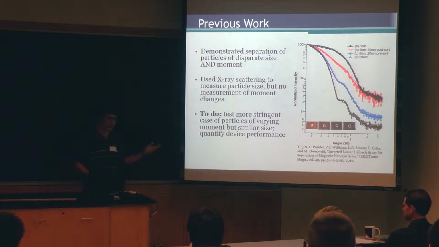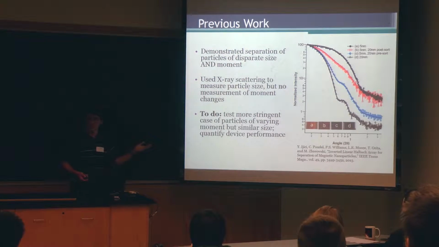Now, our previous work explored separation of particles of disparate size and magnetic moment. As you can see, these particles were of 5 nanometers and 20 nanometers, and we used X-ray scattering to quantify our separation because of this size difference. This is not a particularly rigorous demonstration because of the disparity between the two sizes of particles. So we've been testing a much more stringent version where all the particles are of approximately the same size, but at varying magnetic moment. And we're also attempting to quantify the device's performance in magnetic separations.